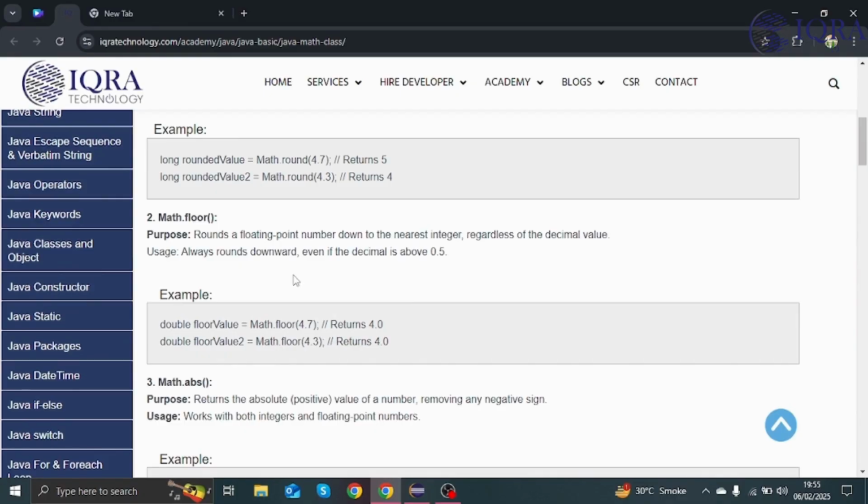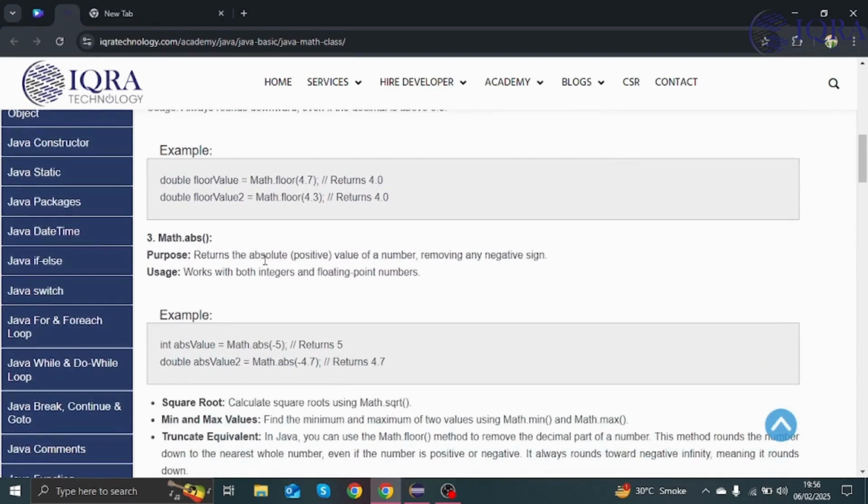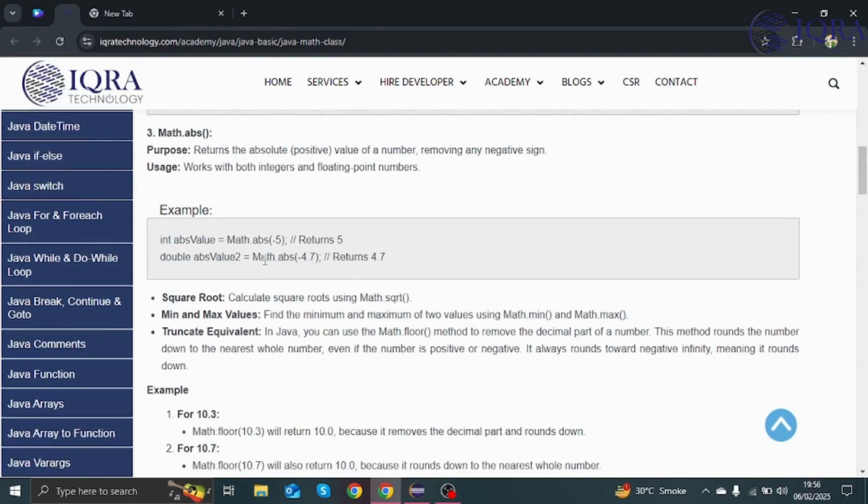Second we have Math.floor. Math.floor rounds a floating point number down to the nearest integer regardless of the decimal. So it doesn't care about what value is present after the decimal. It only focuses on rounding the value to the nearest integer below. Did you understand? Then we have Math.abs, which is used to get the positive value of the number, removing the negative sign. Like here we have minus 5, so it will give us positive 5. And if we have minus 4.7, then it will give us positive 4.7.